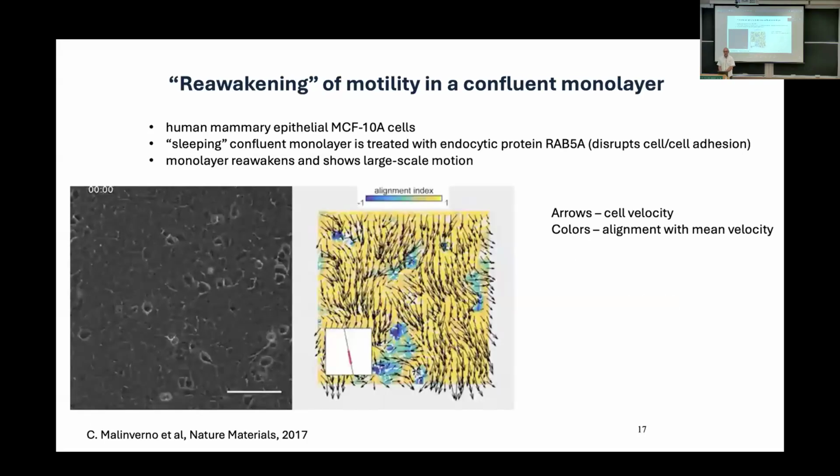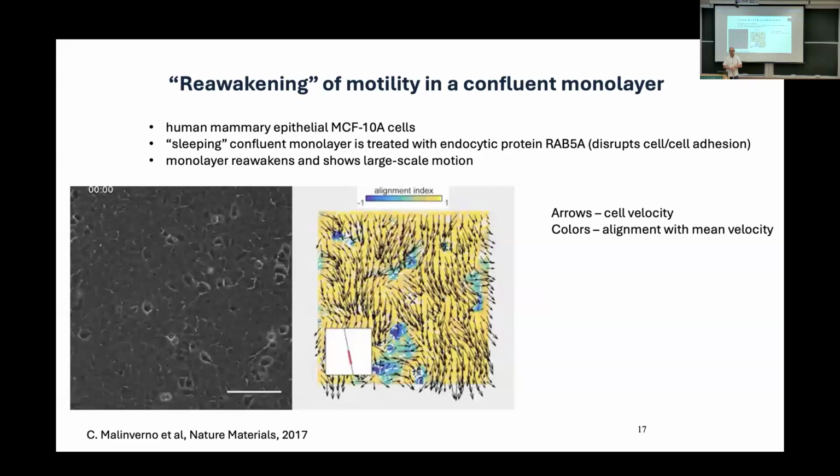This is another experiment, which is a really cool one. It's called endothelial reawakening of cell motility in confluent monolayer. This work was pioneered by Roberto Scherbina. At that time, he was at University of Milan, then he moved to University of Wien, and this is a really cool experiment. It's a confluent layer, which pretty much does nothing.